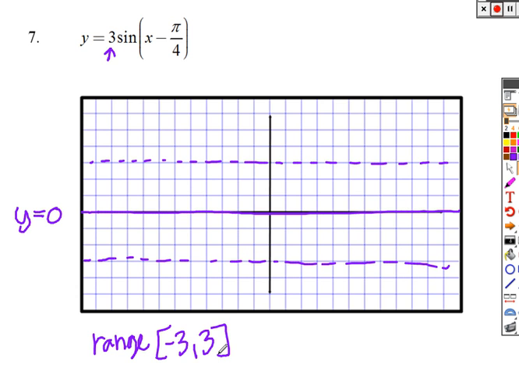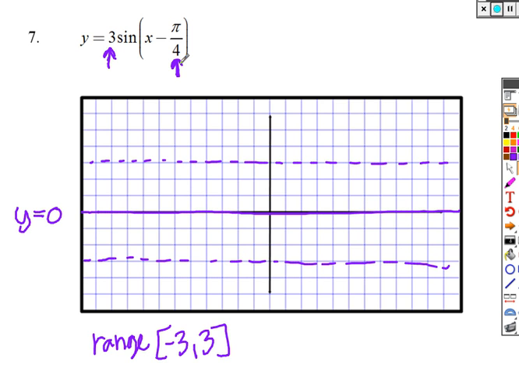Now I'd be looking at, is there some horizontal translation? Is the graph, the parent function, being moved left or right? Yes, it is. If I have that x minus pi over 4, that means the parent function, along with this vertical stretch, everything's going to be translated pi over 4 radians to the right.